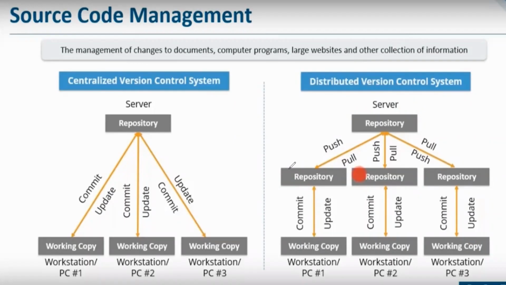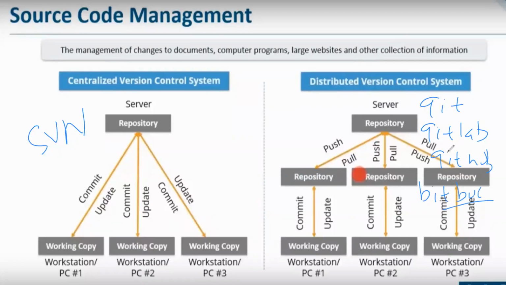Now, let's see when to use CVCS. CVCS is an old way of working. There are old tools like SVN. Nowadays, nobody is using it. So the old way of working is CVCS. Everyone nowadays uses DVCS, which is Git, GitLab, GitHub, Bitbucket. Any new team which you will see is using the new tools. They do not use these old tools.